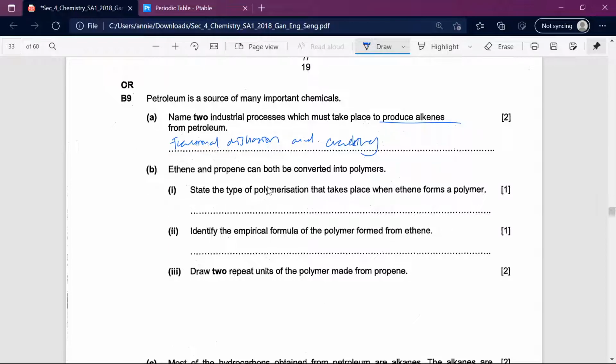Okay, so we have this part: ethene and propene can be converted into polymers. This type of polymerization reaction, ethene forms a polymer. So this is definitely from alkene to alkane.